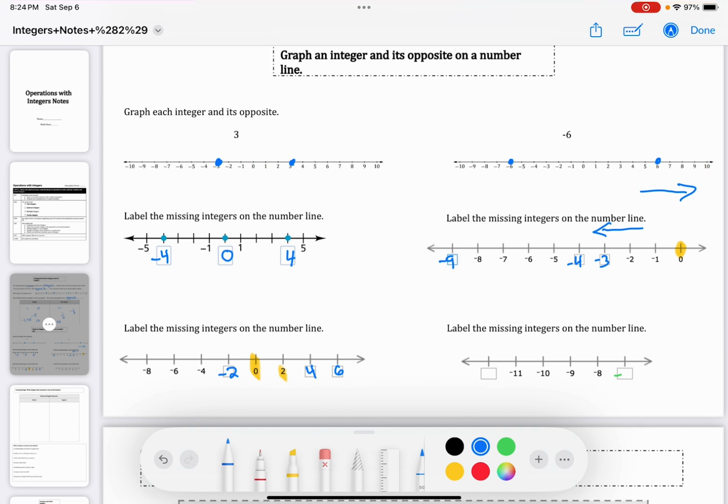And the last one looks like this should be a -7 and a -12.